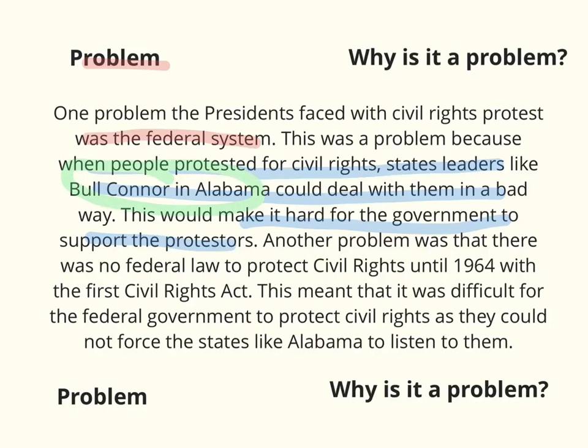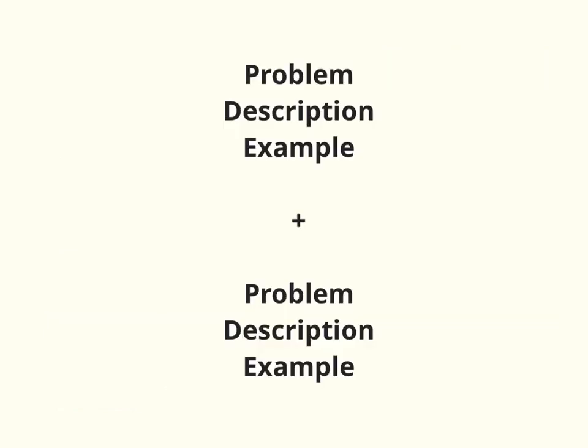Then the second problem, identify the problem and then describe why it's a problem. Dead simple, 4 marks. Easy peasy. So then to recap, it's a dead simple answer. You just need to make sure that you revise, identify a problem, describe why it's a problem and give it an example. Do that twice, 4 marks, job done, move on.